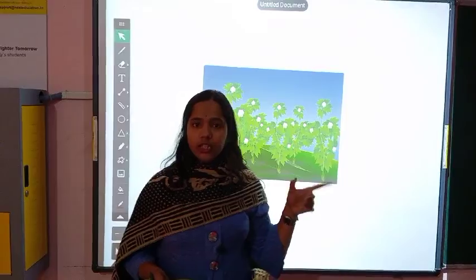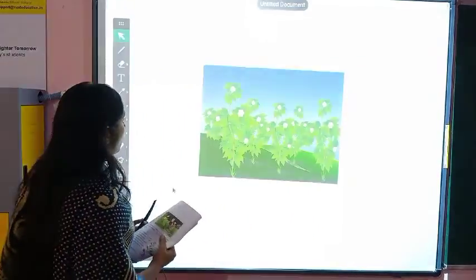So plants prepare their own food with the help of water. Water is important. What are the main important factors to grow a plant? Water, sunlight, air, and the presence of sunlight. This much is needed to grow a plant.